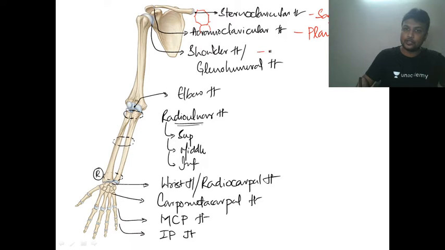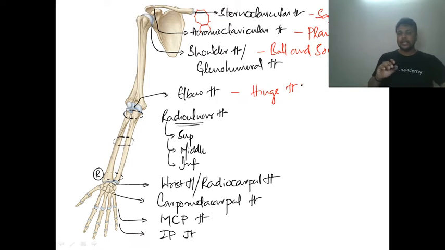Next one is the shoulder joint. I think I don't even have to tell you. It's a ball and socket joint. Our favorite. No one can stop you from saying that. That's a ball and socket joint, the shoulder joint. And then the next one, the elbow joint. The elbow joint is of the hinge variety, a hinge joint.